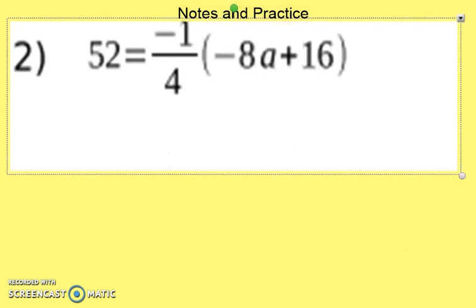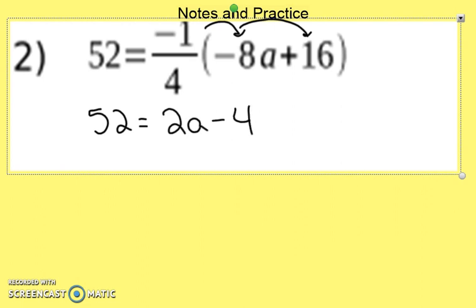If we look at our second example, I know the equation switched around, but we're still going to solve it the same way. We still want to start with distributing, and in this case, I'm distributing a negative 1/4. So negative 1/4 and negative 8 give me positive 2a, and then negative 1/4 and positive 16 give me negative 4. Now, in this case, I don't have any like terms to combine, because the 52 and the negative 4 are on opposite sides. So now I'm going to solve it as a two-step equation.